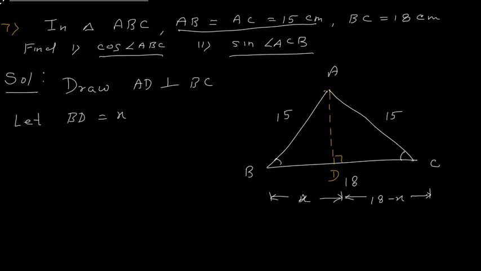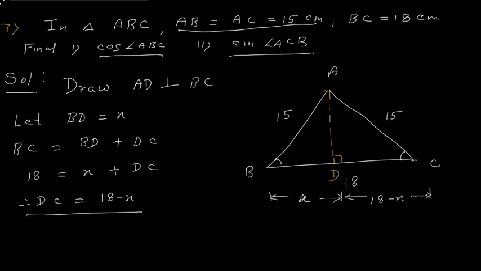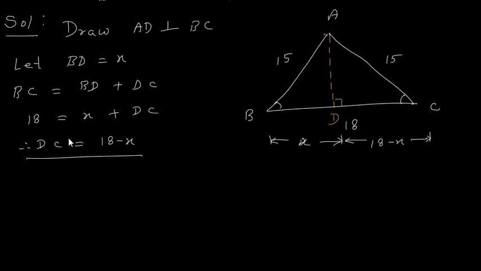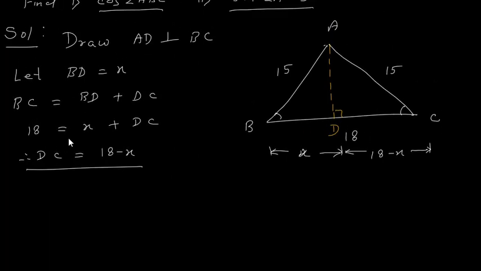Now here I will say that BC is equal to BD plus DC. The value of BC is 18. So 18 is equal to BD, which is X, plus DC. Therefore this DC is 18 minus X. Now I have two right angle triangles. So let us use them and find the value of X.